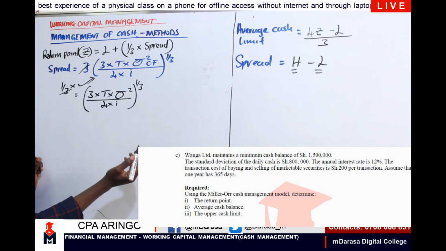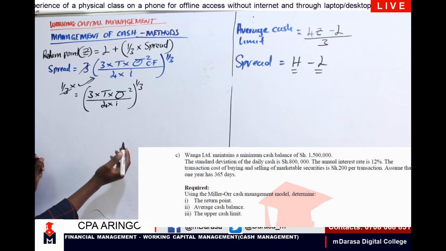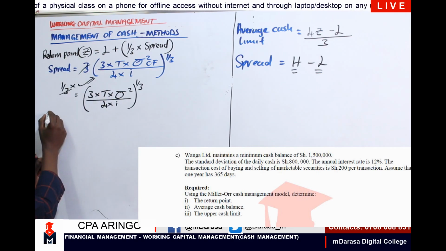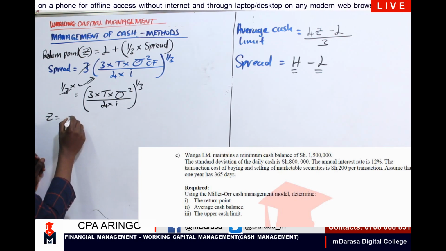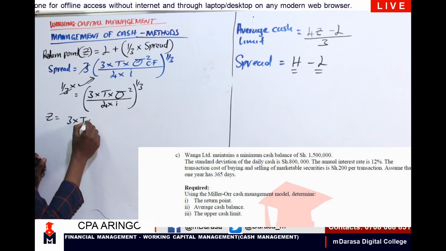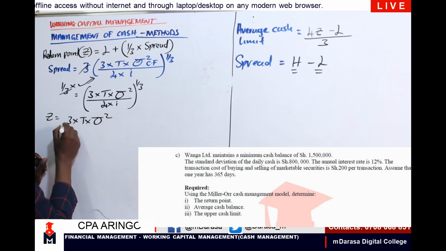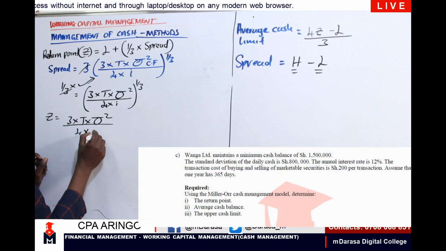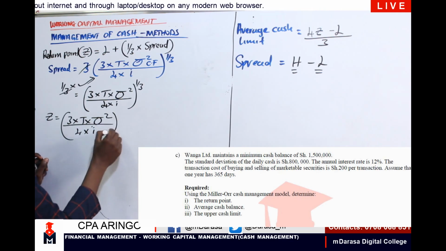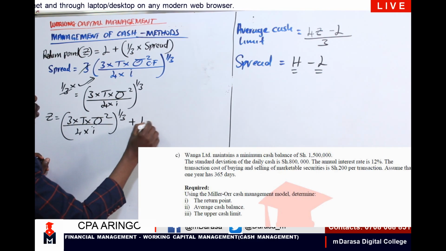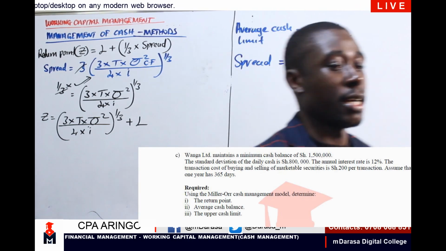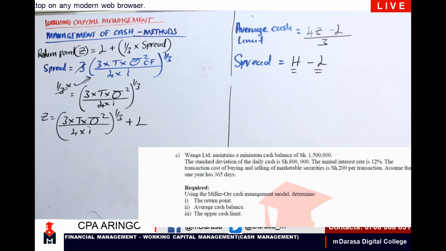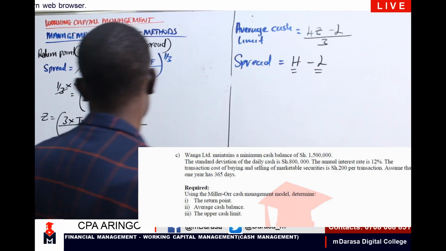So therefore, we can clearly say in a very simple way that to determine our Z, it is as if we are talking of 3 times transaction cost times standard deviation squared over 4 times daily interest, raised to the power of a third, plus lower limit. Can you agree based on the facts here that that is how we determine it? So therefore, let us work it out.